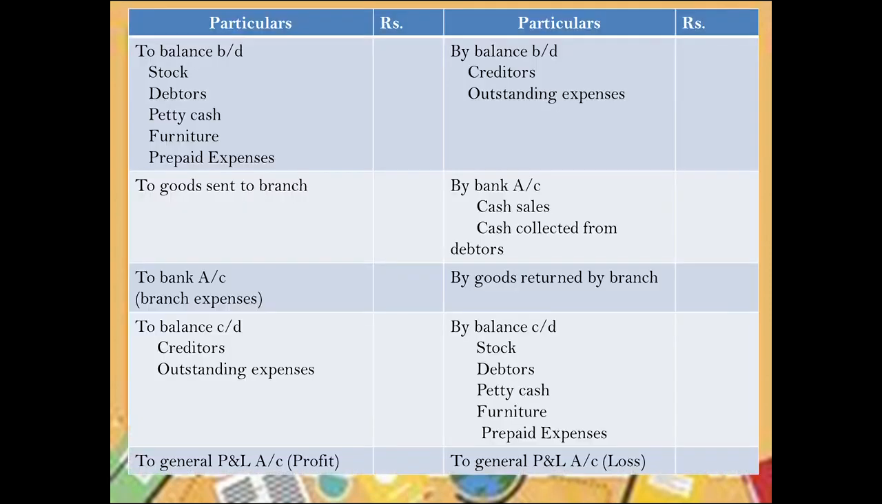Next, we will see the branch account format. The opening balance of assets like stock, debtors, petty cash and furniture, goods received from head office, branch expenses and closing balance of liabilities are debited to the branch account. On the other hand, the opening balance of liabilities such as creditors and outstanding expenses, goods returned to head office, cash sales, cash collected from debtors and closing balance of assets are credited to the branch account. Finally, the branch account reveals profit or loss. If the account shows a credit balance, it is a branch profit, and if it shows a debit balance, it is a branch loss.